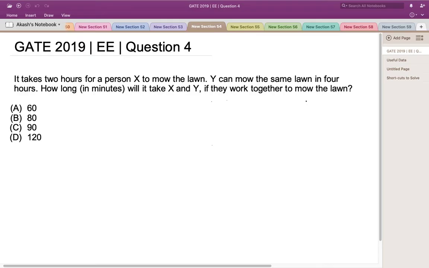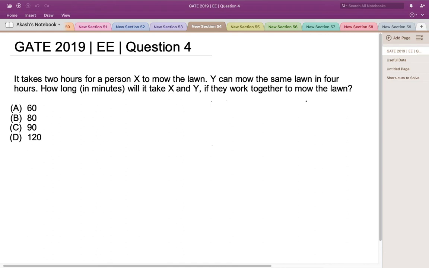Hello everyone, this is the question asked in GATE 2019 Electrical Engineering. It takes 2 hours for a person X to mow the lawn. Y can mow the same lawn in 4 hours. How long will it take for X and Y if they work together to mow the lawn?